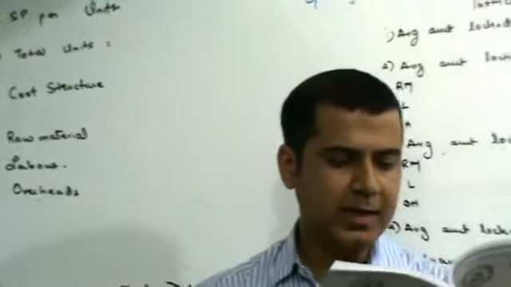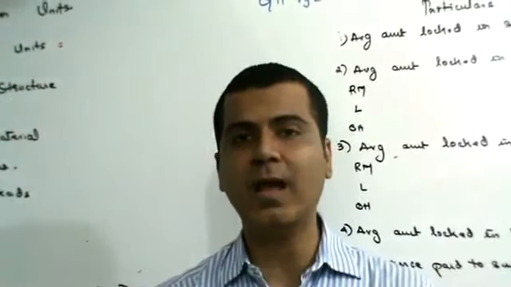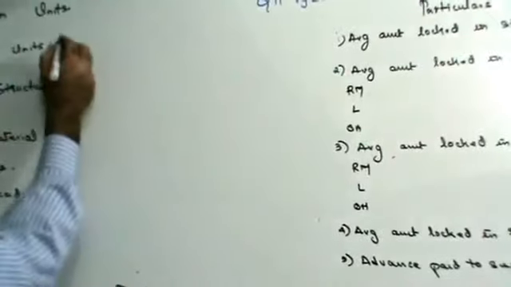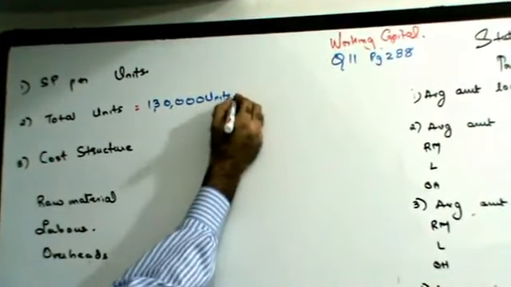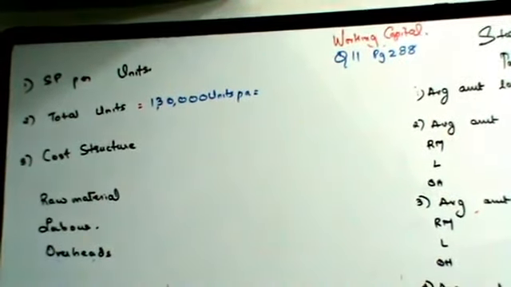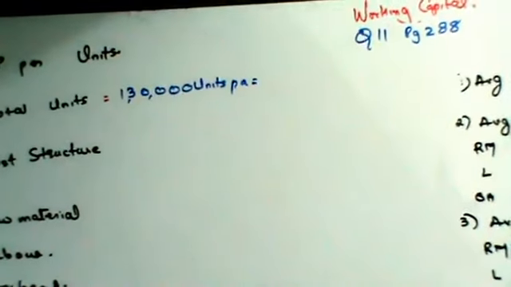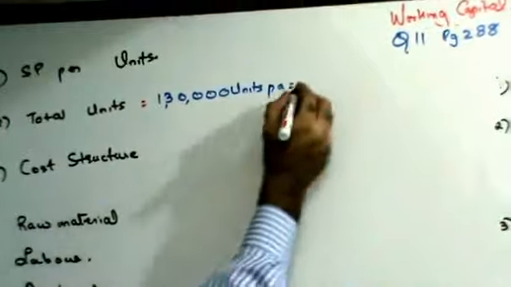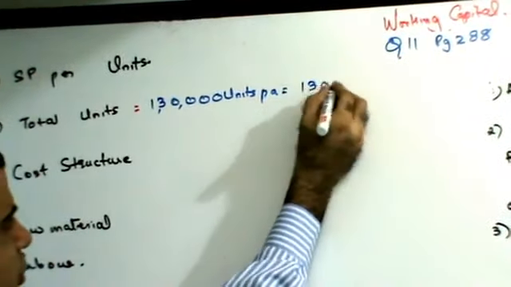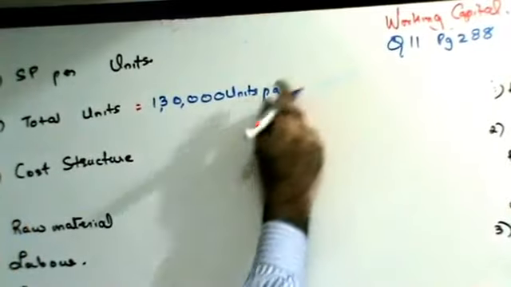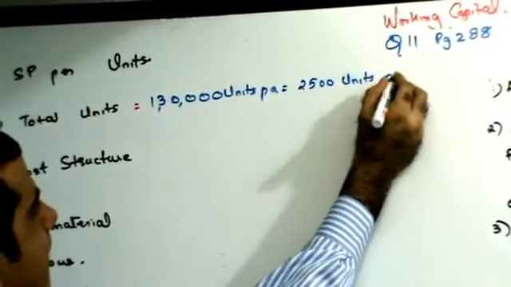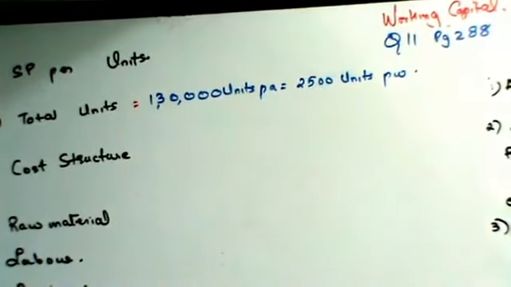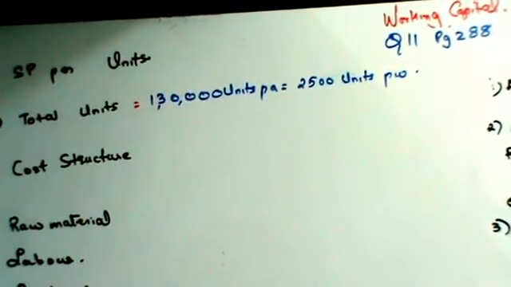They've asked you to estimate activity of operation for 1,30,000 units. Total units are given as 1,30,000 units per annum. If I have to convert it into per week, how do I convert it? By dividing it by 52. So 1,30,000 divided by 52 is 2,500 units per week. Why did I convert it into per week? Because all your adjustments are in terms of per week.